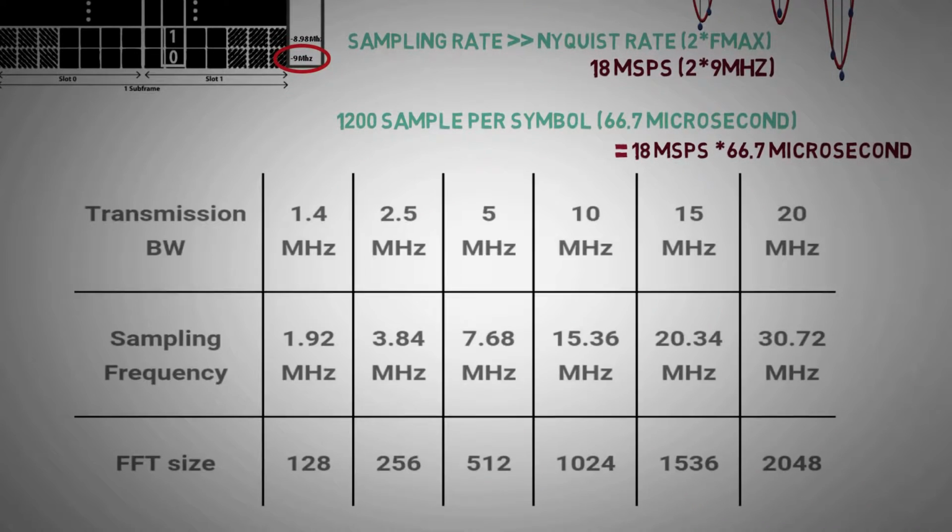Since UMTS had a sampling rate of 3.84 megasamples per second, to achieve backwards compatibility, the sampling rate in LTE is taken as a multiple of 3.84 megasamples per second. Thus, for a 20 MHz spectrum, which has a sampling rate of 30.72 megasamples per second, there are 2048 samples per symbol in OFDMA. The FFT size of the IFFT processor thus depends on the LTE bandwidth as shown.